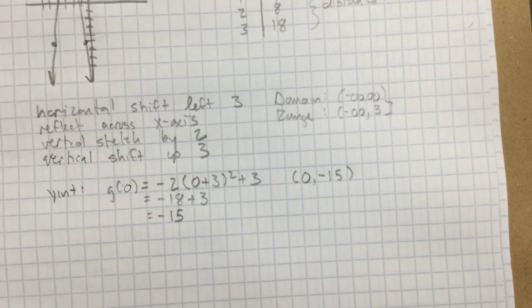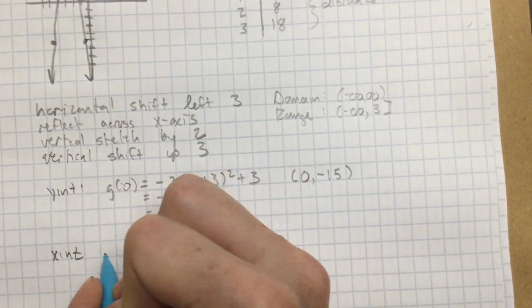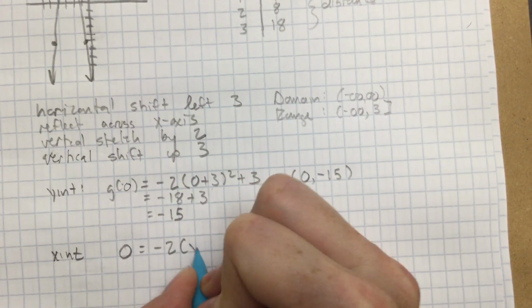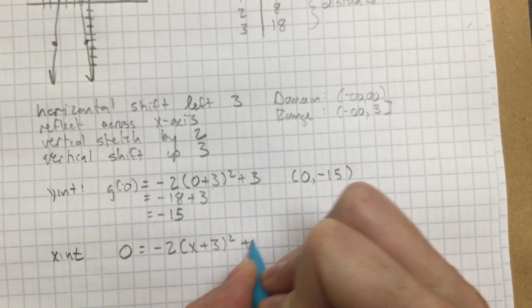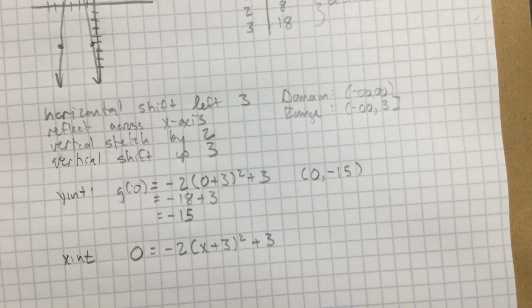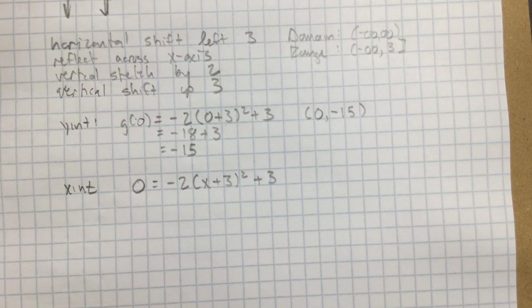X-intercepts is when your y is equal to 0. So we're going to go 0 equals -2 times (x plus 3) squared plus 3. So we're solving it basically is what we're doing. If it was in standard form, we would see if it would factor. It doesn't. Or if it was in standard form, we could go ahead and use the quadratic formula. It's in vertex form. I like that because I think it's easier. So if it's in vertex form, you can solve it by taking square roots.